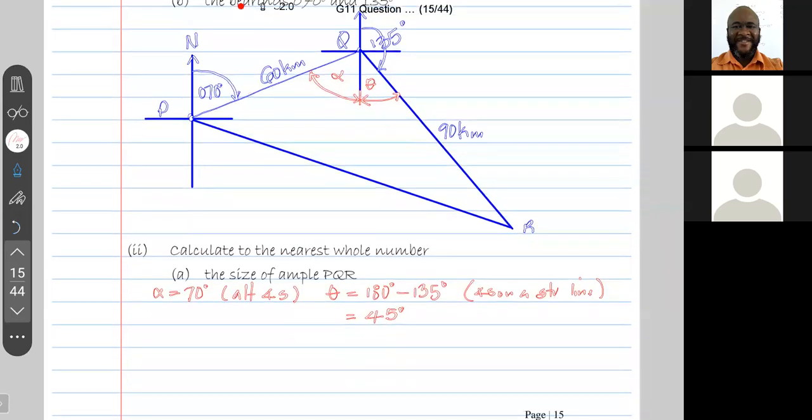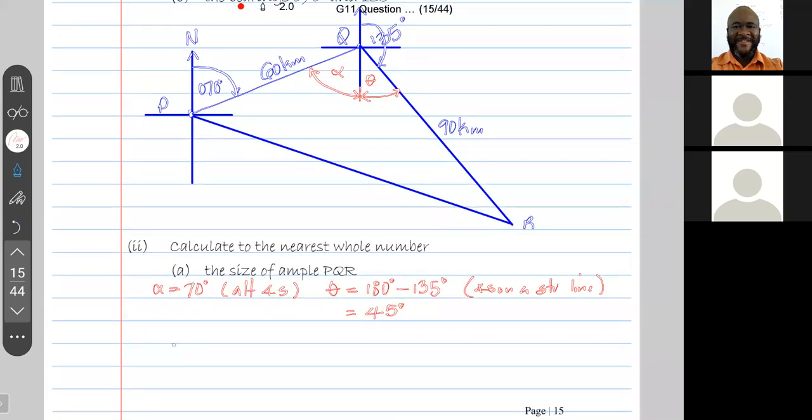All right, so I can now say that angle PQR is equal to 70 plus 45. This looks like 115 degrees. So this is 115 degrees.